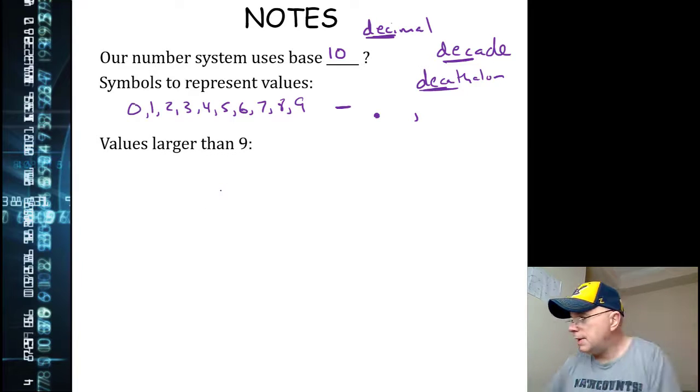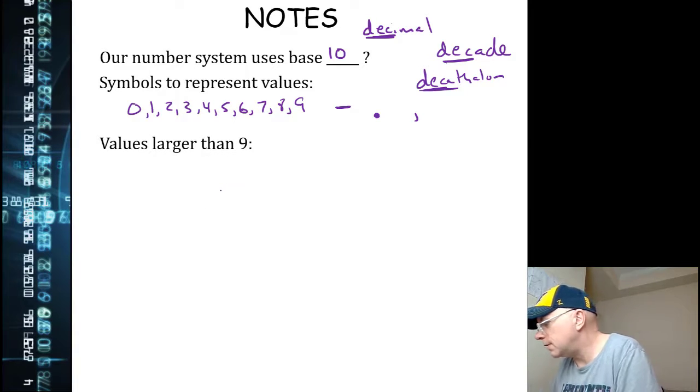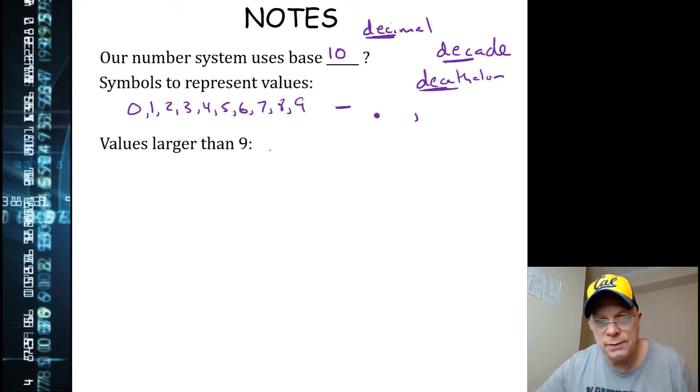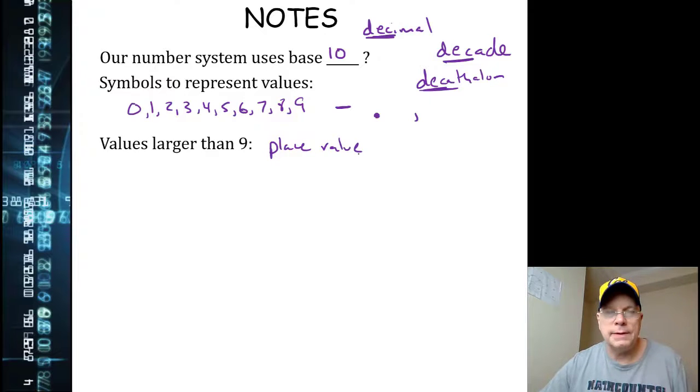Values larger than 9 are represented using place value. That's what place value is all about. In the alien number system, they need the concept of place value to represent numbers larger than 5.